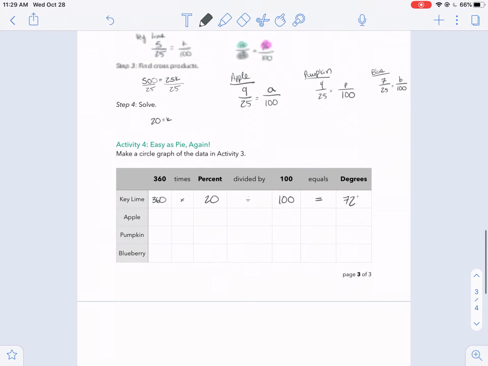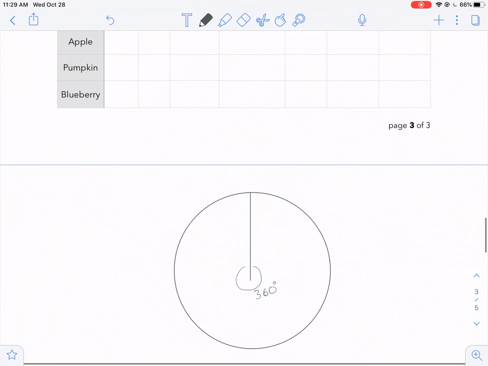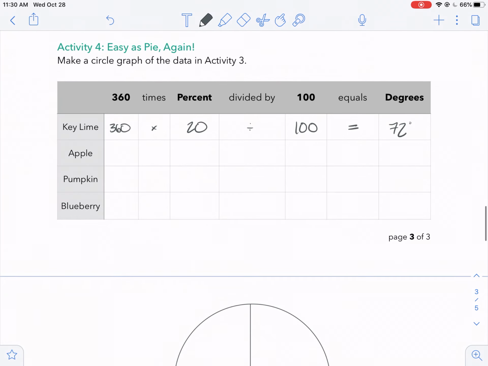Because remember, in a circle, you're finding the percent of 360. So a whole circle has 360 degrees. And you need to find what proportion of that 360 do each of your pie slices, kind of pun intended, how much of their circle will they take up? So we're going to follow this same pattern. You'll need 360 times whatever the percent is divided by 100 equals whatever the degree is.